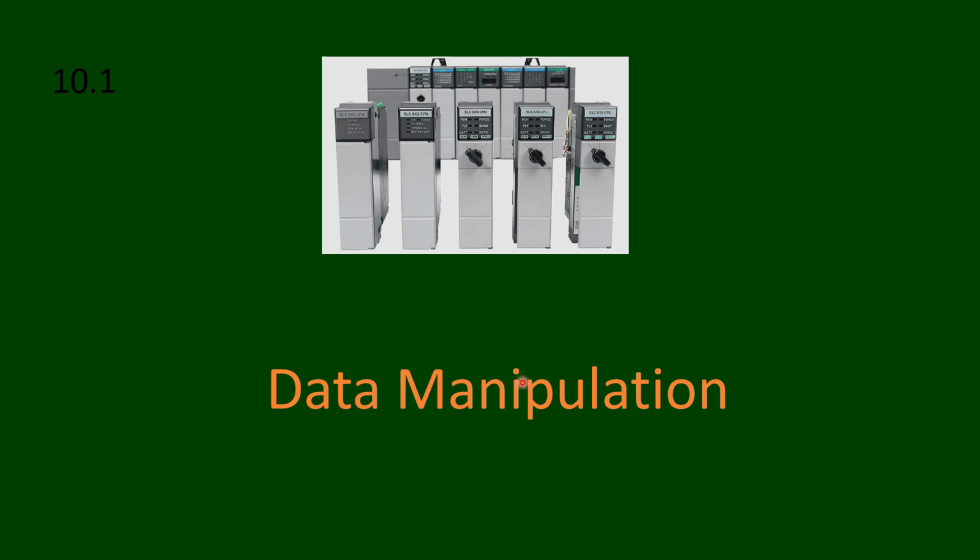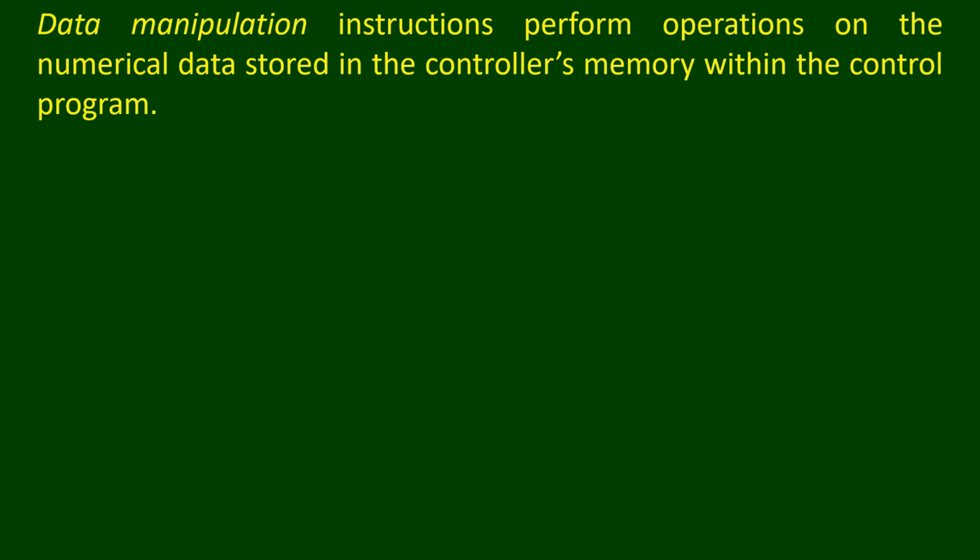So data manipulation involves transferring data and operating on the data with math functions, data conversion, data comparison and logical operations. These instructions are very similar to microcomputer instructions. The PLCs use internal instructions to do this type of manipulation. We will discuss several processes which need such operations which are fast and continuous. Data manipulation instructions perform operations on the numerical data stored in the controller's memory within the control program.